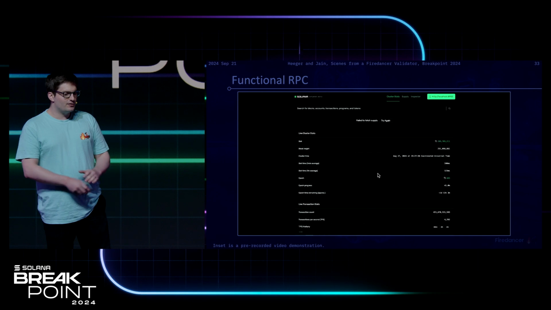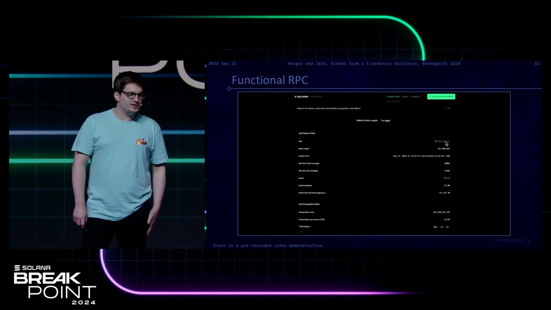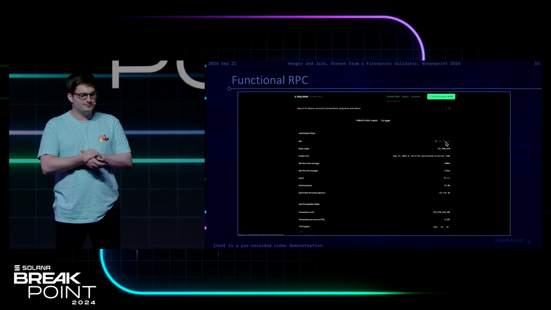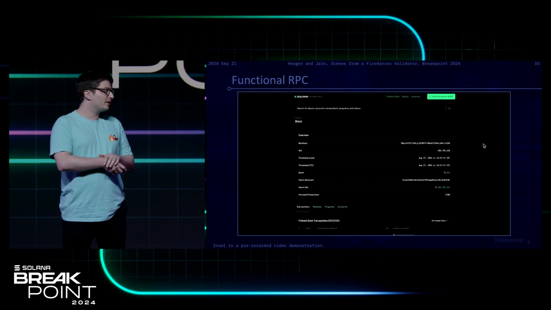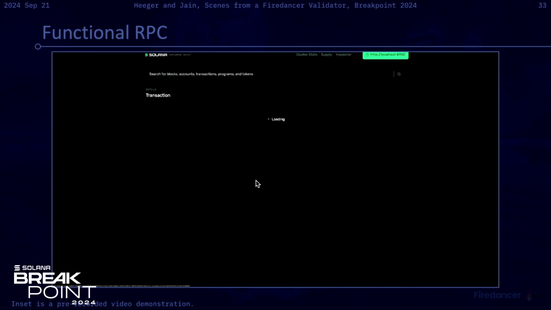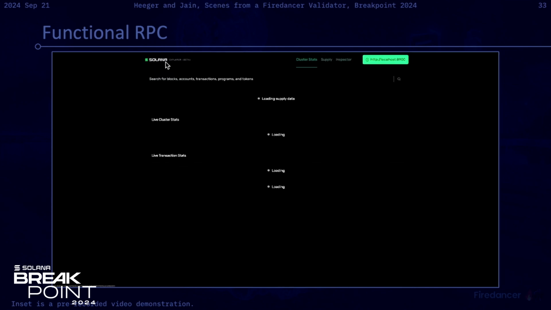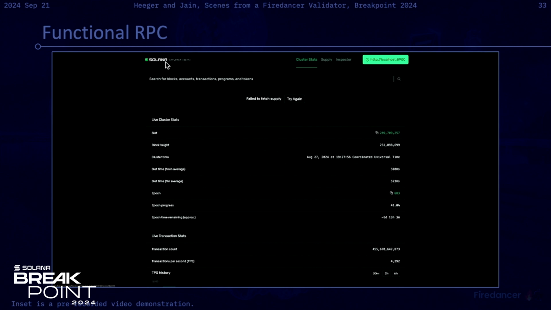Last on the critical items for validators is RPC. Here's a video of the Solana Explorer connected to the RPC service within our Firedancer validator. Normally, the site is connected to the public RPC endpoint, but we've redirected it to our node to demonstrate its capabilities. You can see that we're populating all the information that's pretty interesting to most people, from cluster statistics to block and transaction information.